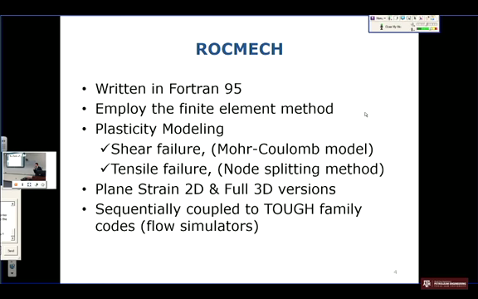There are two versions for the coupled flow and geomechanics. One is the full 3D version, but in most cases, plane strain 2D geomechanics is useful, so we have another version for computational efficiency. And then the RockMag geomechanics simulator is sequentially coupled to the TOUGH+ family code.